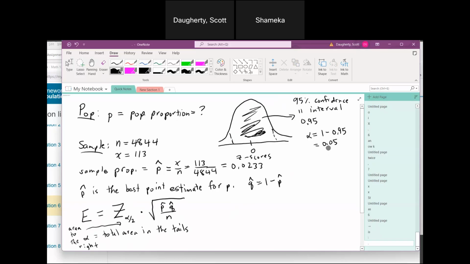And that means there's 5% left over for what we call the tails. So you have a right tail over here and a left tail over here. The area in these two tails together adds up to 0.05. What's left over, right? Because the whole thing is equal to 1. And so alpha is always that area that's left over for the tails. It's the total area in the two tails. Then we want this to be the middle 95%, so we want the same amount of area in the right tail as in the left tail, and that's why we have to divide this by 2.